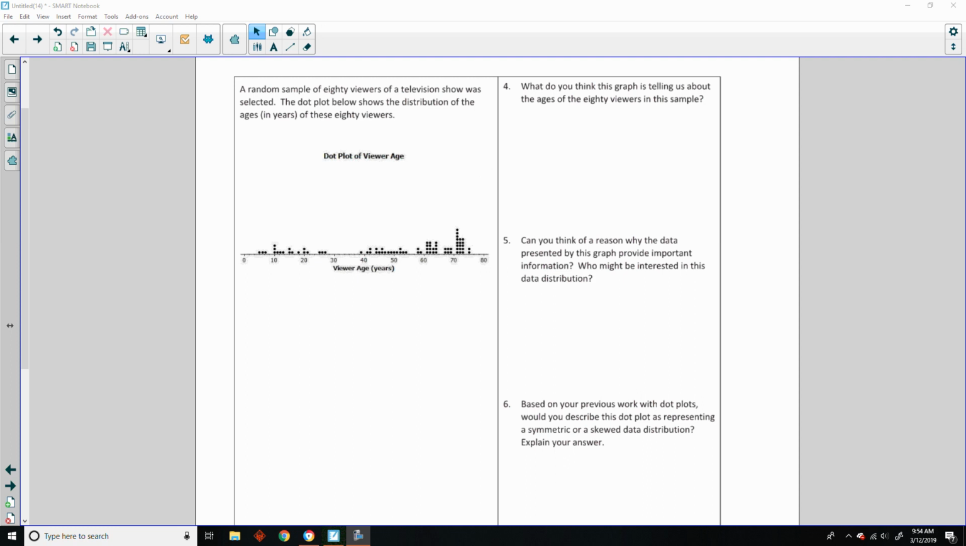A random sample of 80 viewers of a television show was selected. The dot plot below shows the distribution of the ages in years of these 80 viewers. So here's the dot plot of the viewer age. This is the same graph from page 1. And it says, what do you think the graph is telling us about the age of those 80?